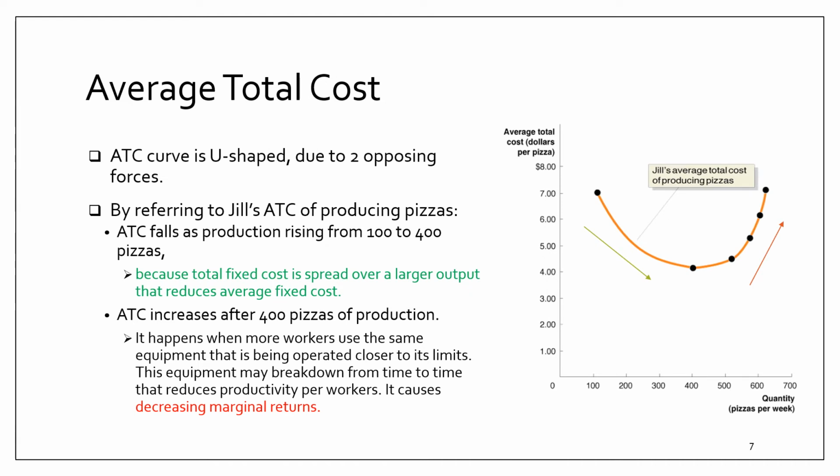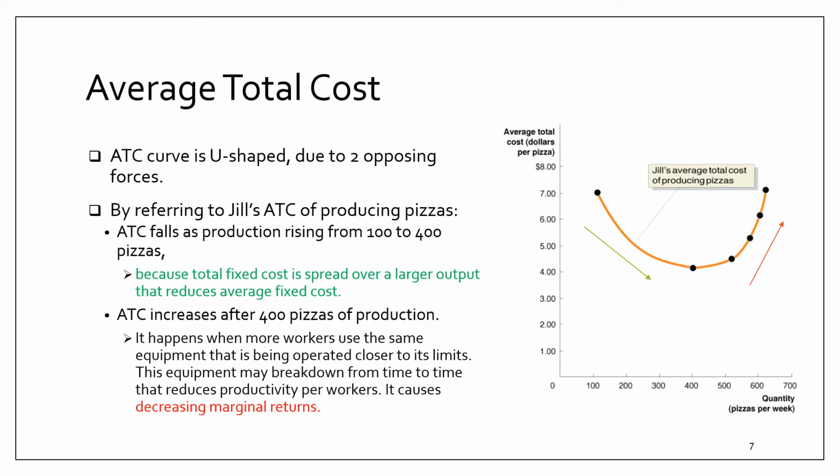Average total cost curve is U-shaped due to two opposing forces. By referring to Joule's average total cost of producing pizzas, the average total cost decreases when production quantity increases from 100 to 400 pizzas. This happens because total fixed cost is spread over a larger output that reduces average fixed cost. On the other hand, average total cost increases after 400 pizzas of production.